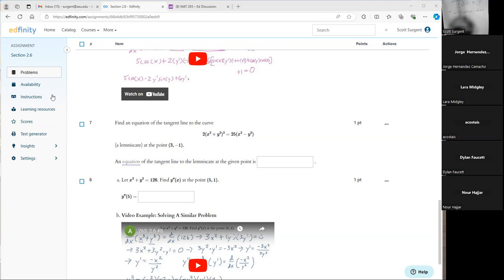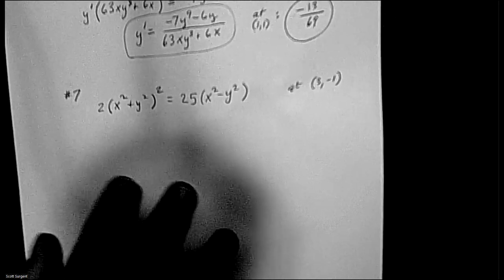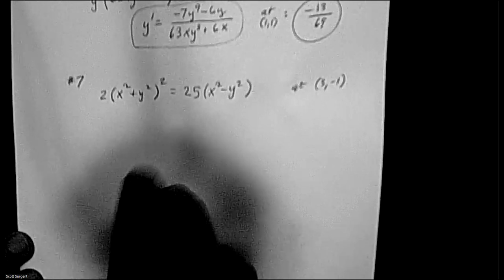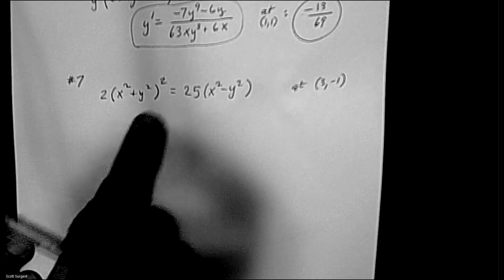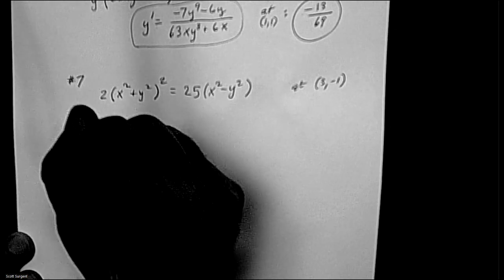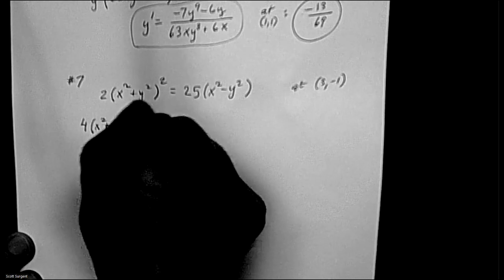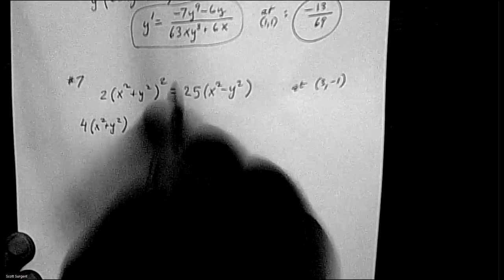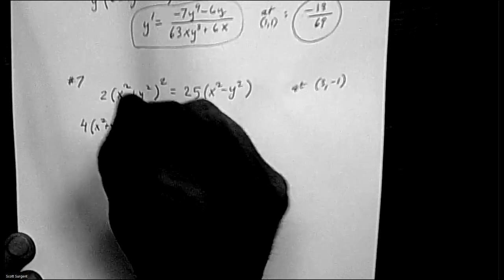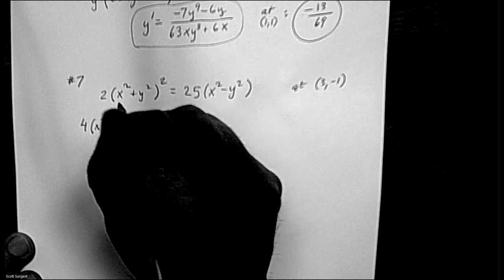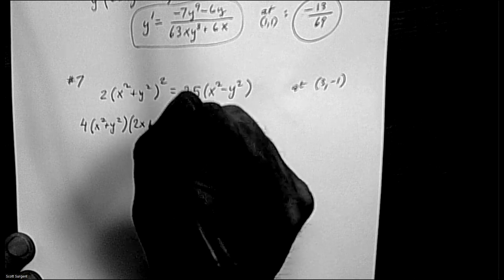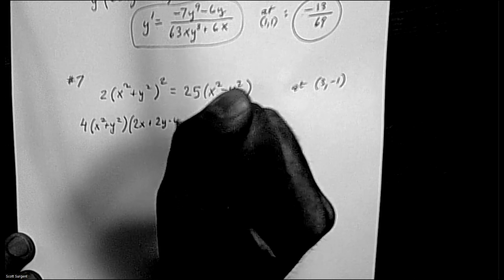Now I'm going to show you a little tactic that I think might be helpful here. Let's perform the differentiation. Power rule, bring the 2 down, so you get 4. The base stays the same to the first power. Now we do the chain rule. The derivative of the base, x squared plus y squared, with respect to x: the derivative of x squared is 2x, and the derivative of y squared is 2y times y prime.